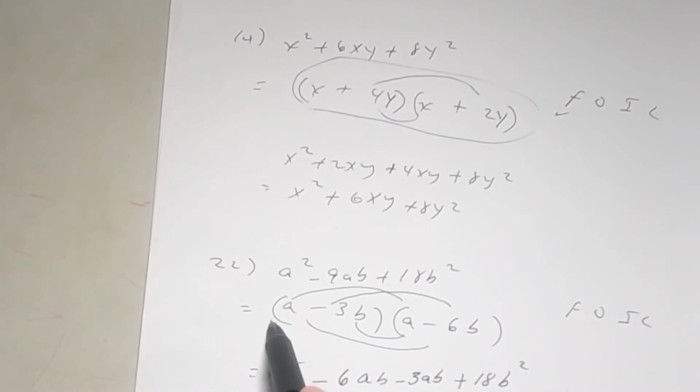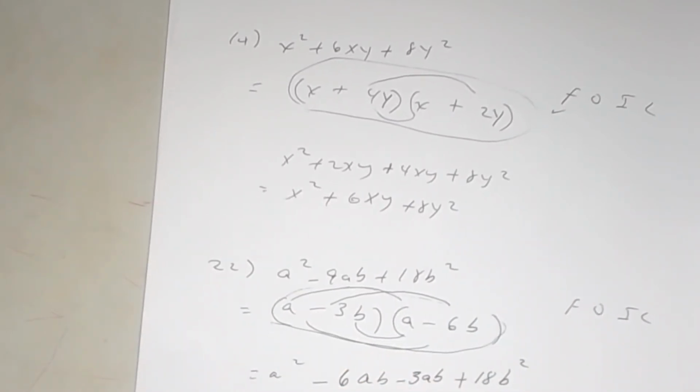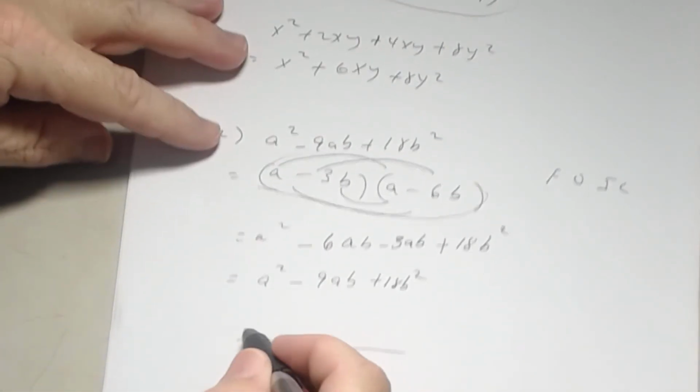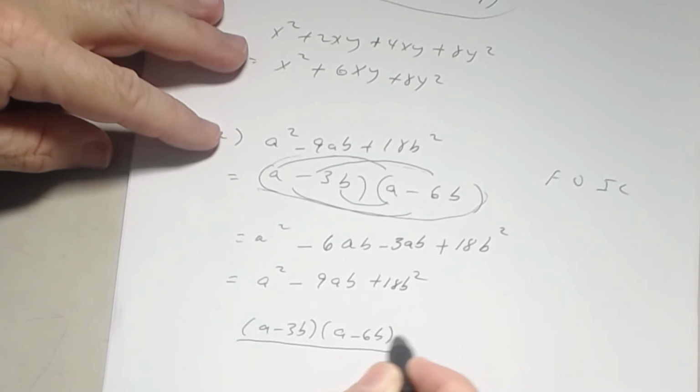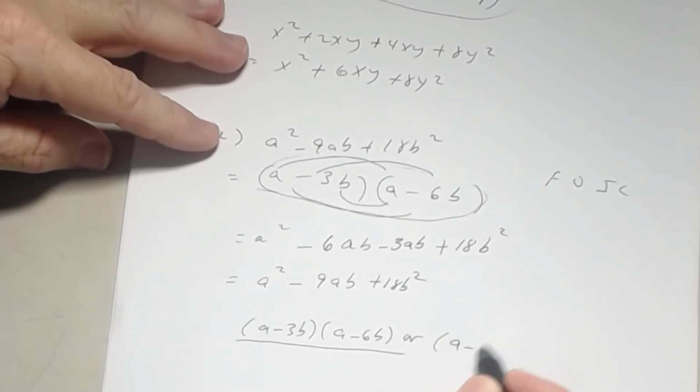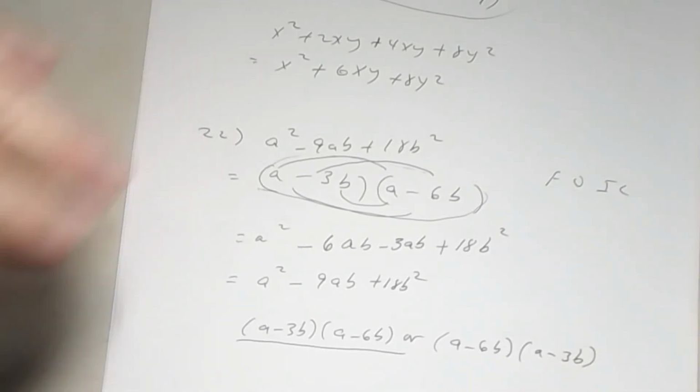Yes. So is that the answer? Yes. So in the blank, you would say either a minus 3b times a minus 6b, or you could say what? a minus 6b times a minus 3b. We've done pretty good at guessing where it was so far.